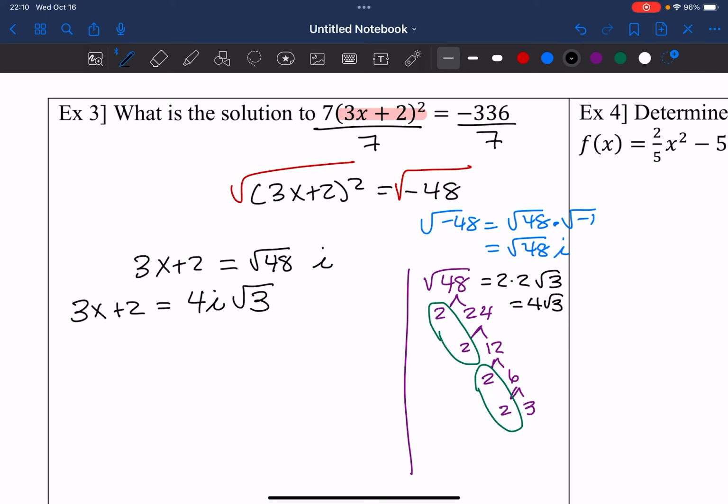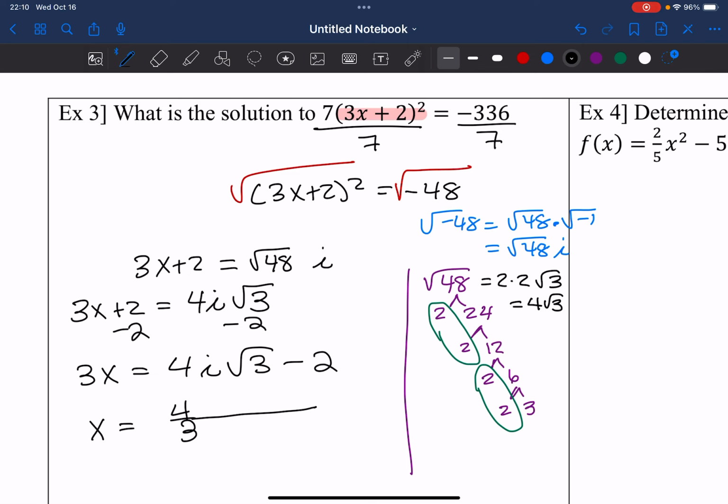Okay, I'm then going to subtract 2 from both sides, and I get 3x is equal to 4i square roots of 3 minus 2. They're different terms, so we can't combine them. And then lastly, I'm going to divide by 3. Let's see, how can I write this? Let's do it all just divided by 3. x is equal to 4i square roots of 3 minus 2, divided by 3.